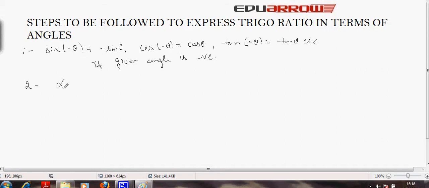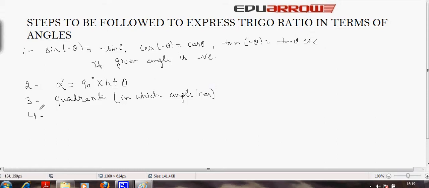Second step says that express the positive angle which is obtained in step first in the form that is alpha is equal to 90 into n plus minus theta. That is in the form of pi by 2. We have to express n means any multiple, let's say 1 to infinity, any multiple which we multiply by 90 and add theta to become in the form of alpha. Third step says that determine the quadrant in which the terminal side of the angle lies.